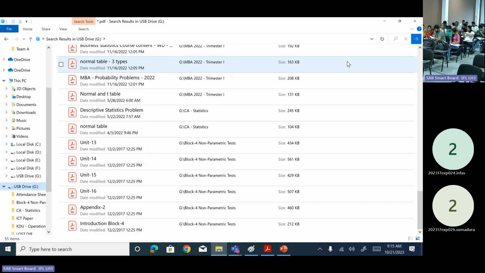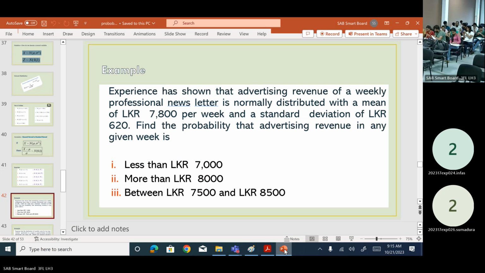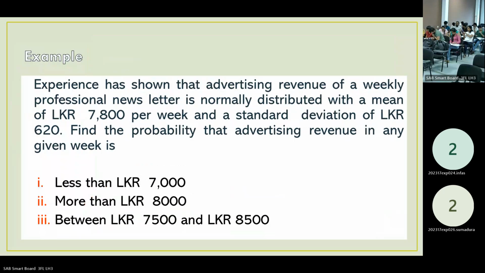What is the problem number? I didn't know. 15. So this is in your problem sheet. Question number.